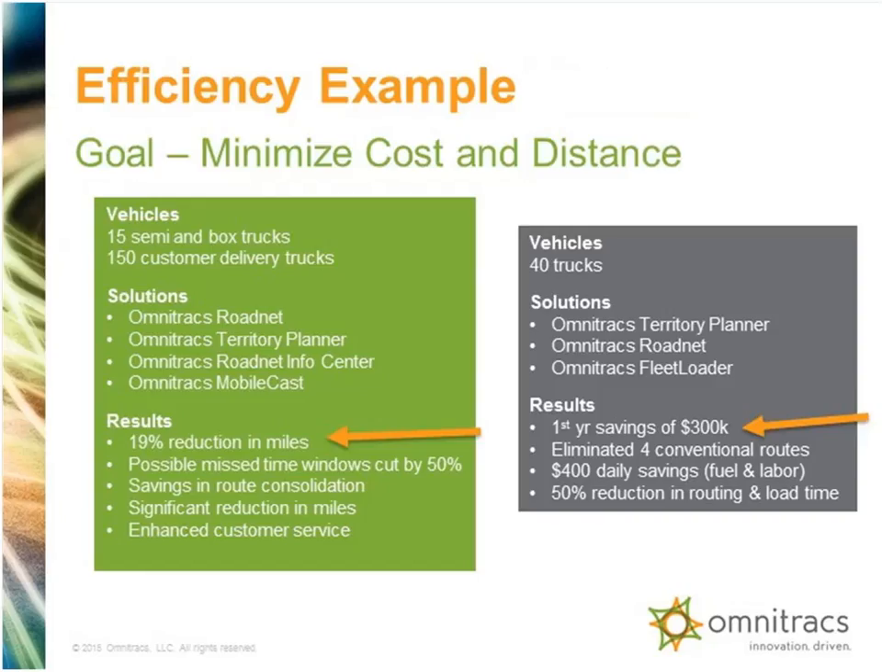Efficiency example: we had customers, both large and small, that wanted to minimize their cost and distance. You'll see on the left-hand side a customer that had 15 semi and box trucks and 150 customer delivery trucks. They got a result of 19% reduction in miles. Additionally, they cut missed time windows by 50%, so they improved their on-time performance as well. On the right-hand side, it's only a 40-truck business, but their first year savings were $300,000, and they eliminated 4 conventional routes. So they had fewer trucks on the road taking care of the same number of customers.